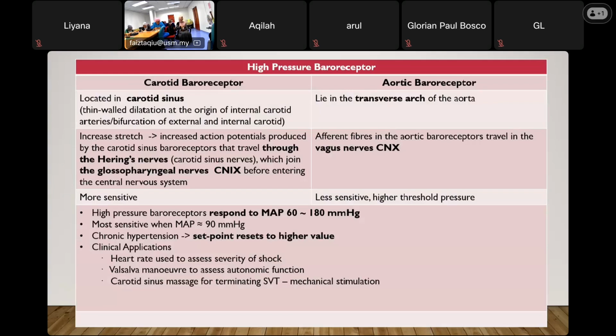So what is the trigger for peripheral chemoreceptor? Chemical actually. Hypoxia, hypercapnia, and acidosis. Excellent. So that's the word I'm looking for.